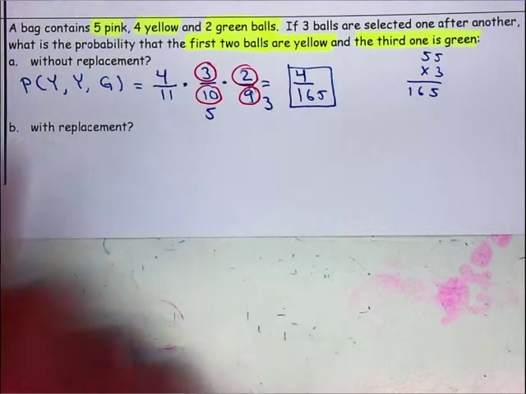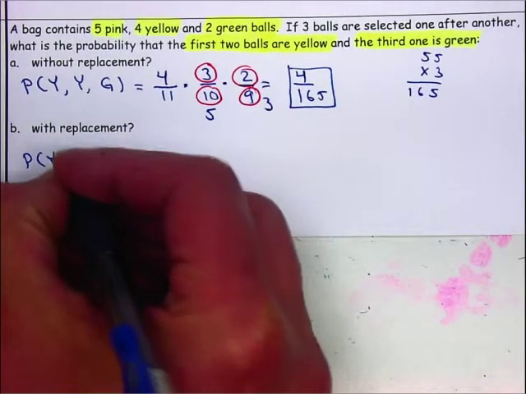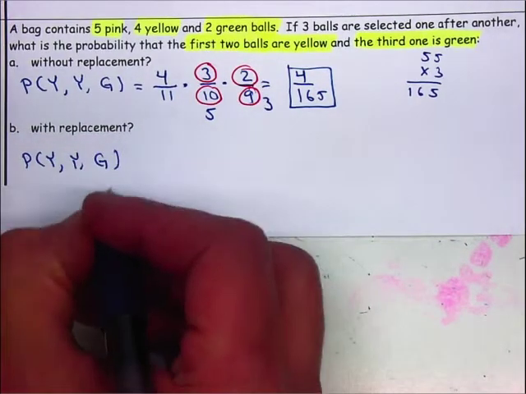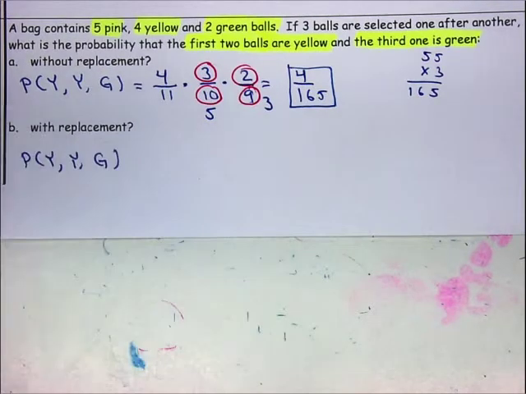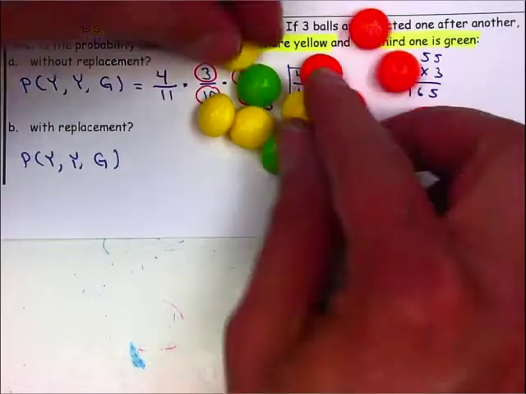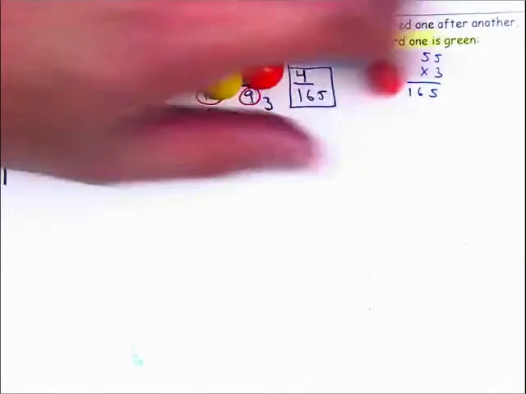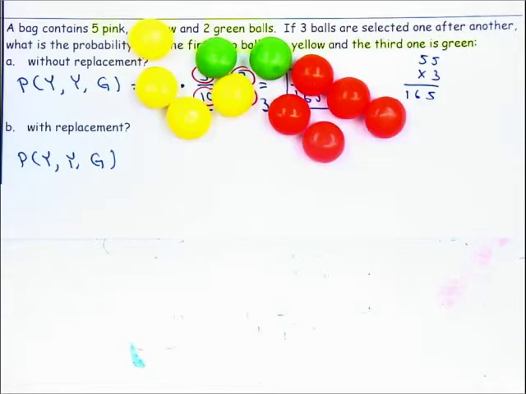Now, what's the probability of getting the same thing? What's the probability of getting a yellow and a green, but with replacement? So we are going to have the same amount. We are going to have 5 pink, 4 yellow, and 2 green. And we're going to mix them up. What's the probability of getting a yellow one the first time?